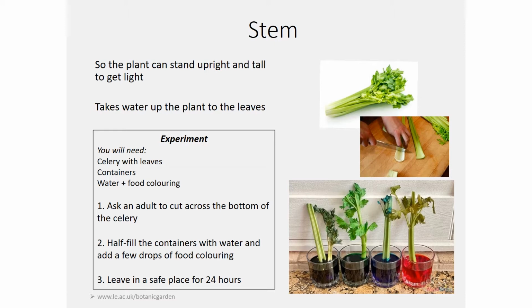Stems help the plant stand upright so the plant can get as much light as possible. Stems also have very thin tubes inside that take the water up from the roots to the leaves. Here is an experiment you can do to see this working.